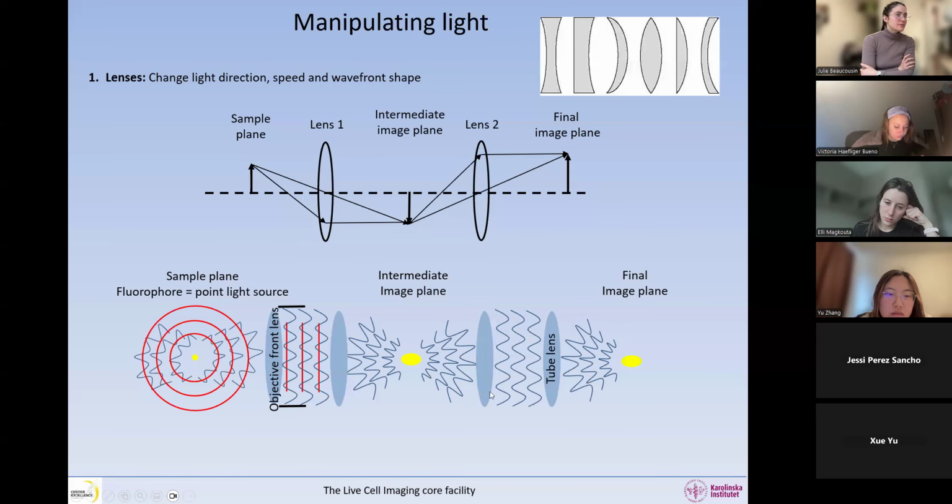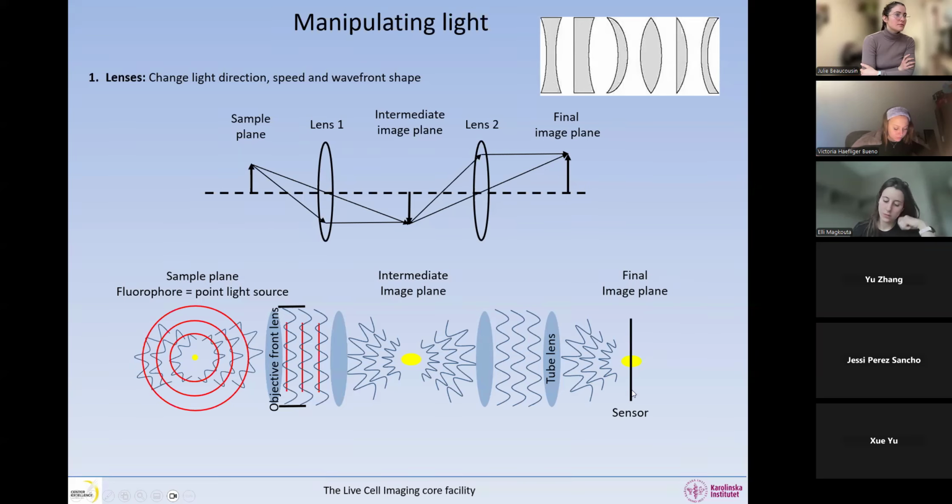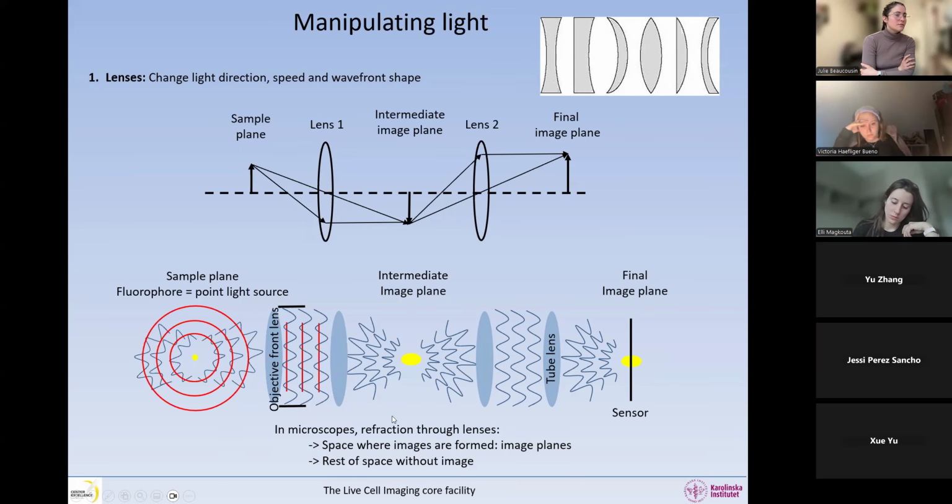And we do the same thing again, and we end up at the final image plane, where we have an image of our sample. This is where we put the sensor, where we record the image. So in microscopes, we have refraction through lenses, and the spaces where the images are formed are called image planes. This is an image plane, this is an image plane, and everywhere else we have no image. We have an image only at some places. In between, the light travels, but there is no image.